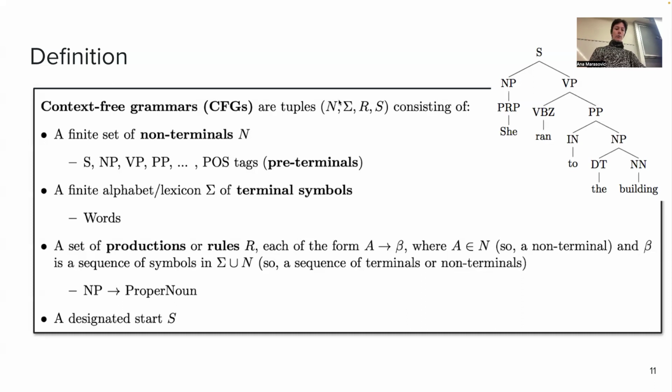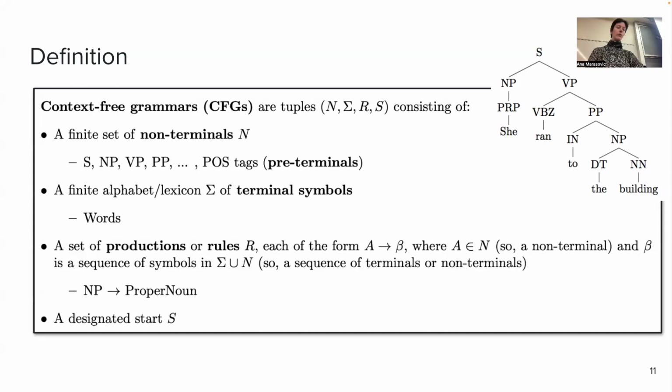So we have this tuple. It's defined by a set of non-terminals. Sigma is going to be our alphabet or lexicon of terminal symbols, which are words. And R is a set of productions or rules. Each rule will be of the form A to beta, where A is a non-terminal, such as NP, and beta will be a sequence of symbols in the union of our terminals and non-terminals. So either a non-terminal like S or NP, or a word.